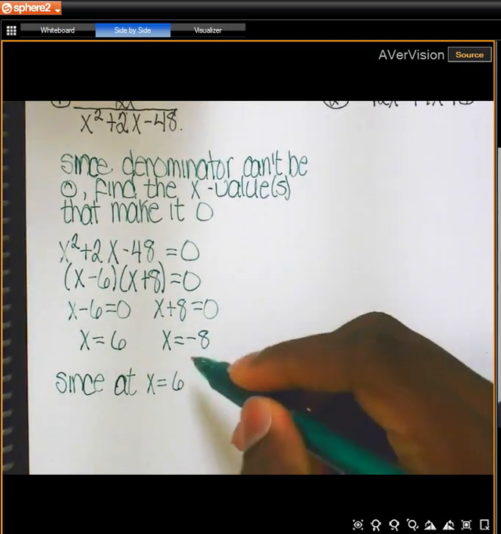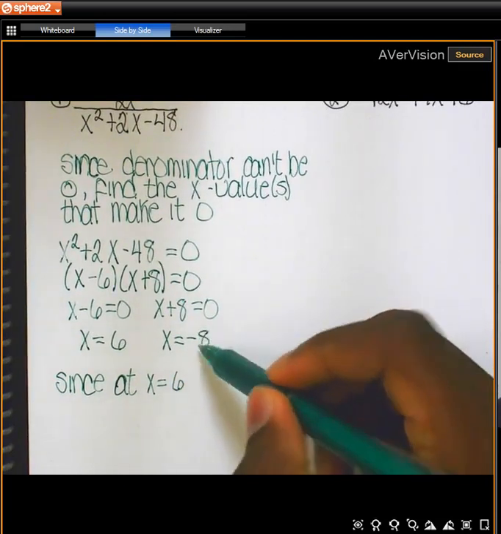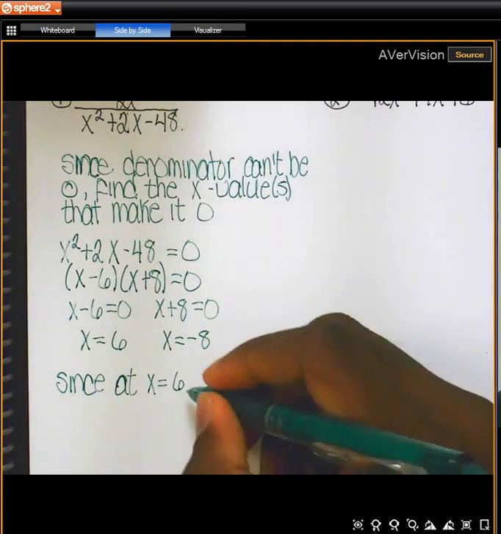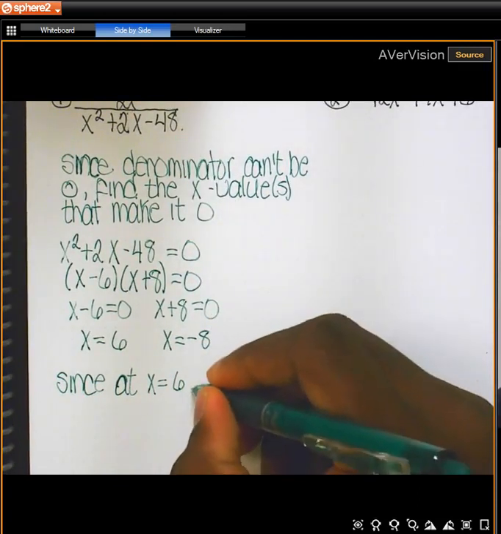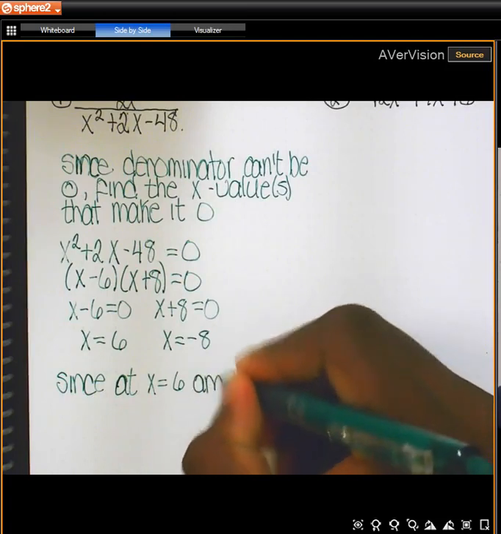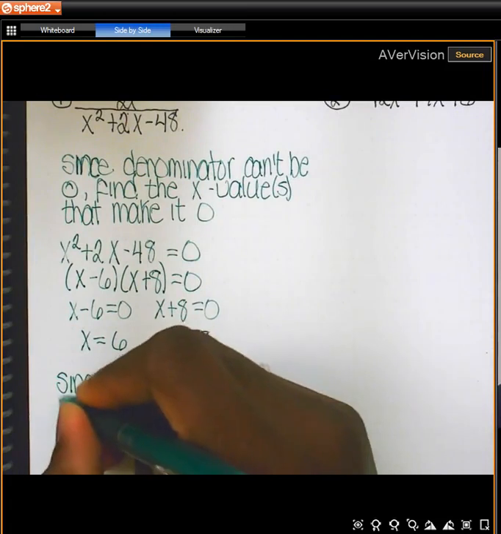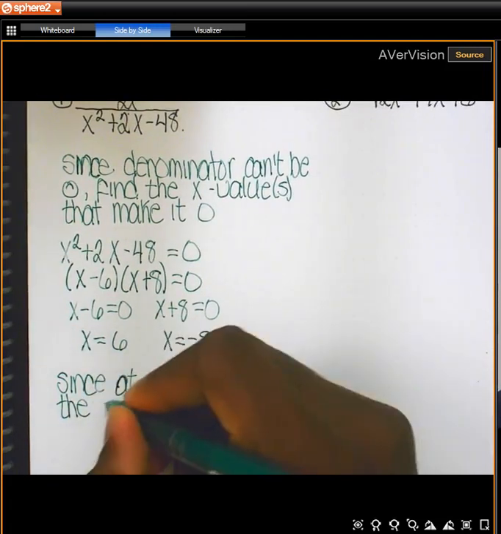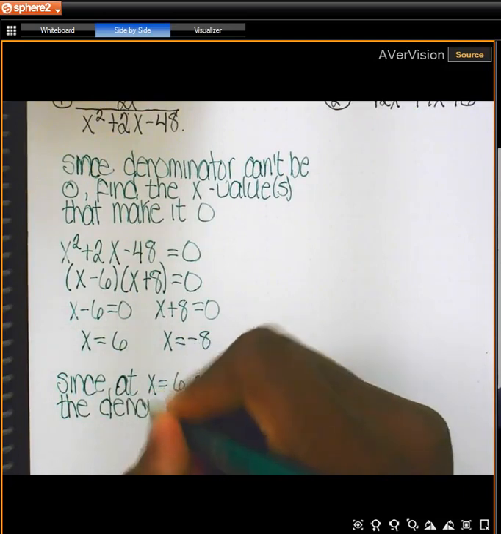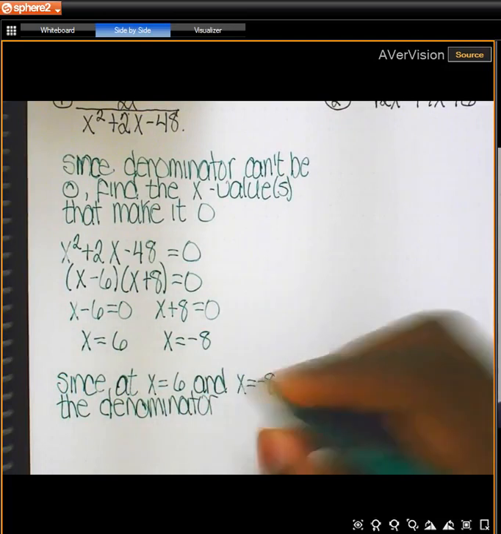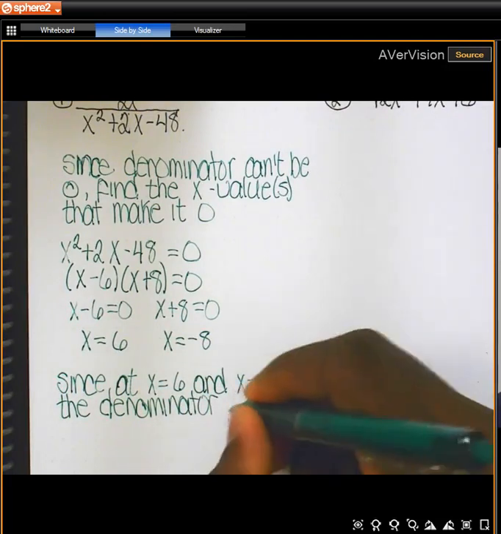When x is equal to 6 and x equal to -8, the denominator is 0. My English is all broken. Don't mind me.